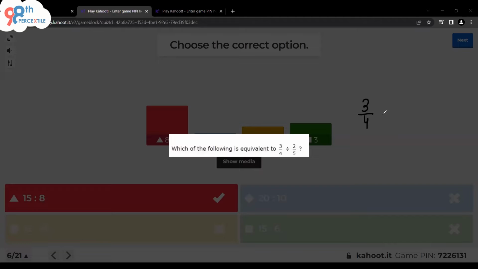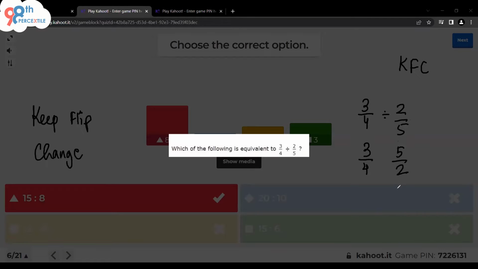So for division of fractions, always keep the abbreviation KFC in mind. K stands for keep, F stands for flip, and C stands for change. So we need to keep the first fraction as it is, that is 3/4. Flip the next one, that is f over 2, sorry, 5 over 2.